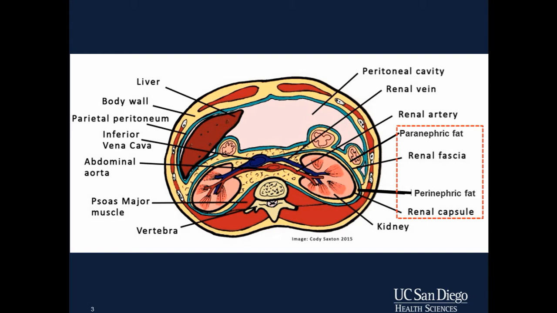Normal adult kidneys measure approximately 9 to 12 centimeters in length, 4 to 6 centimeters in width, and 4 centimeters in thickness. The left kidney is commonly longer than the right. However, there should be no more than 2 centimeter difference in length between the two.